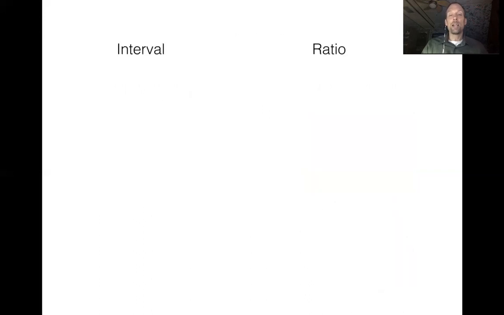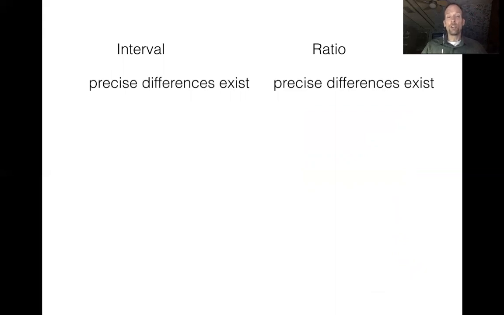Let's take a look at our final 2 categories, interval level data and ratio level data. Now, they share a similarity. In both cases, we have precise differences among our data values. The distinction has to do with something called absolute zero. When we work with interval level data, we don't have absolute zero. And absolute zero just means that if you are at absolute zero, you're out of whatever you're measuring.